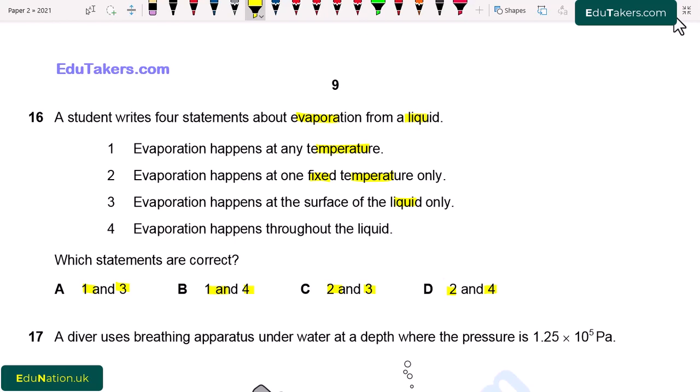So which one of the following is correct here? We know that evaporation happens only at the surface and also it can take place at any temperature. So from here 1 and 3 is correct. Accordingly option A is correct.